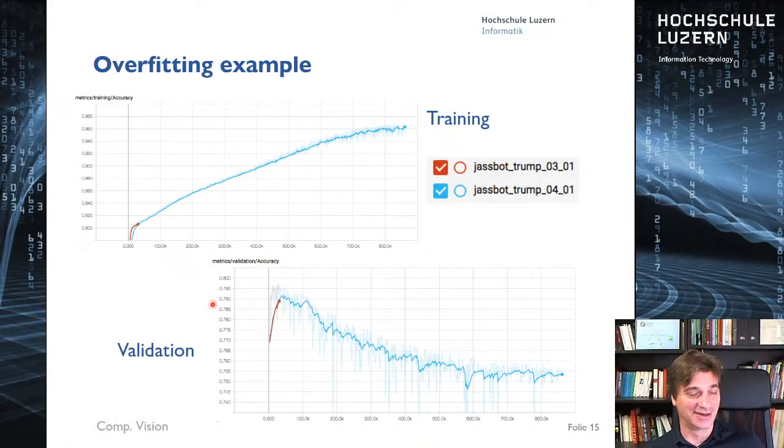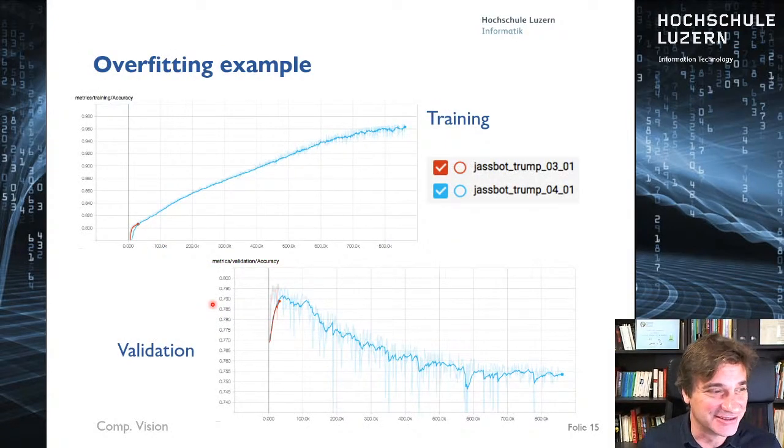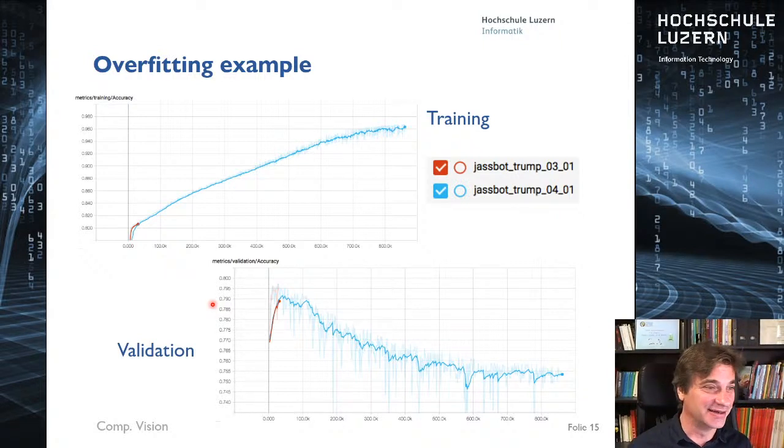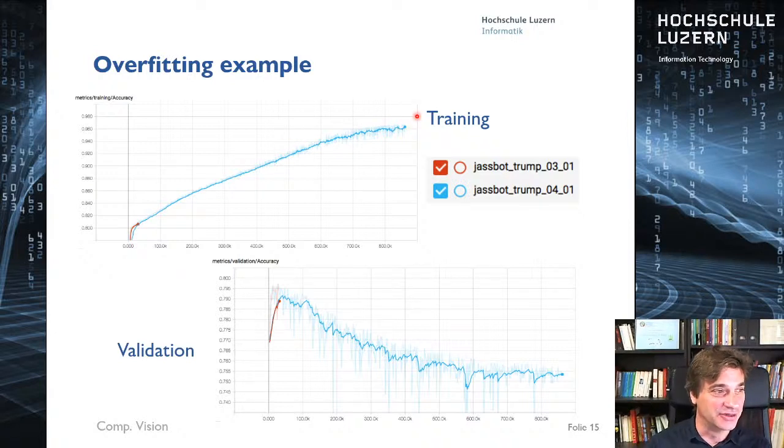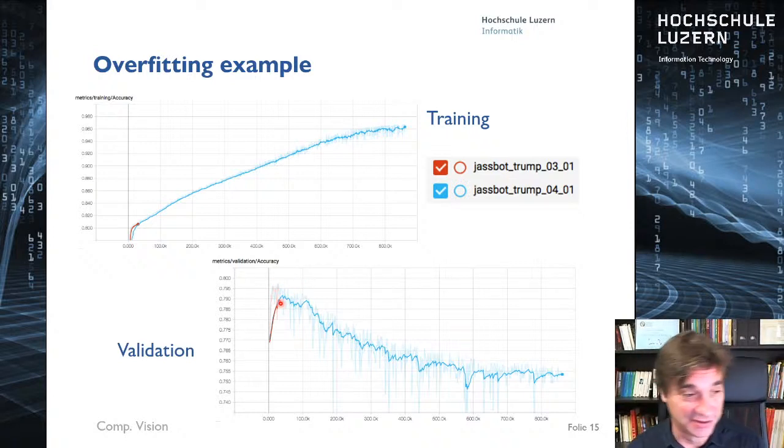Here is one of my examples, which clearly shows a nice overfitting, for a game where we trained a neural network to declare Trump. You see the training accuracy just goes up and up. It will almost go up to 100%, while the accuracy on the validation set drops here. So the optimal value would be around here.